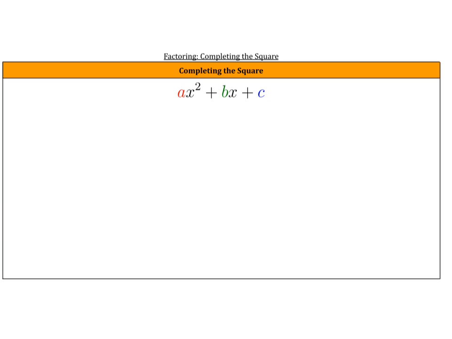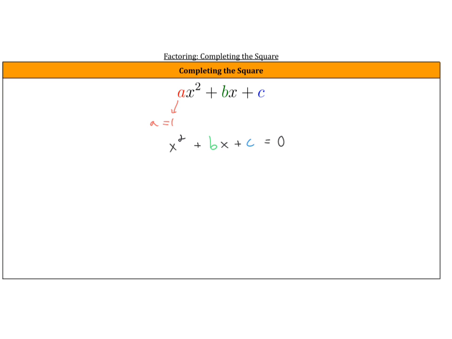Now, in order to use this completing the square method, we need to make sure that first our a value is 1. There is a way to use completing the square where a is not equal to 1, but for this particular video, we'll focus on where a is 1. So our quadratic expression looks like x squared, because a is 1, plus bx plus c. If this were an equation, it would most likely be equal to 0, but it could also be equal to another value.